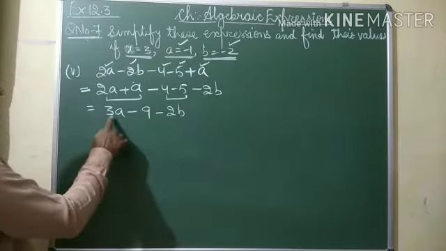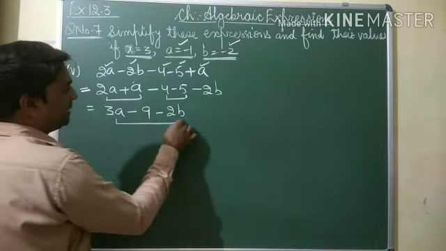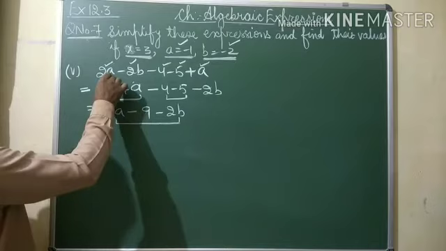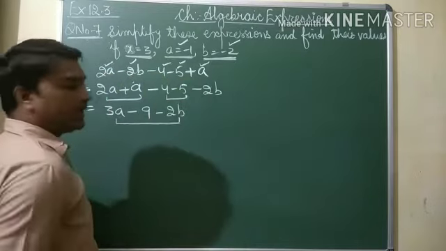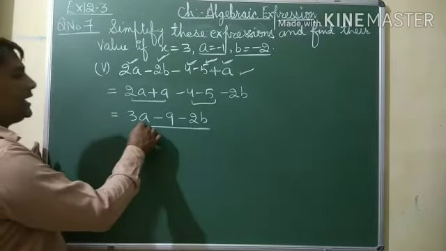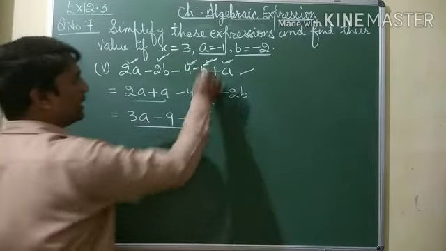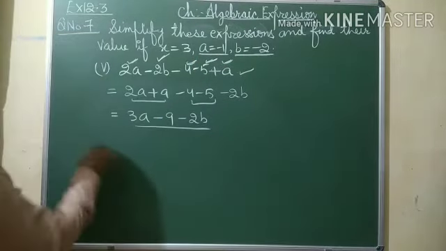So it becomes 3a minus 9 minus 2b, which is the required simplified form of the algebraic expression 2a minus 2b minus 4 minus 5 plus a. Now find the value of 3a minus 9 minus 2b at a equals minus 1 and b equals minus 2.